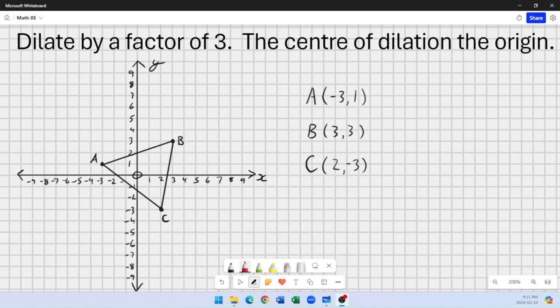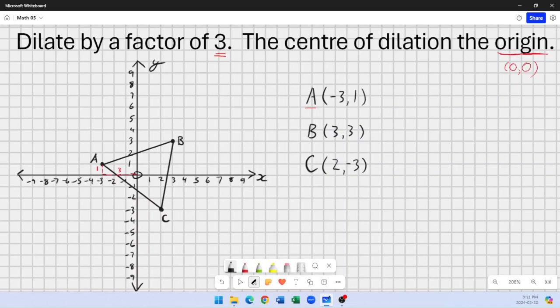So my task right now is I want to dilate this triangle by a factor of 3. The center of dilation is the origin. Remember, the origin is 0, 0. The first thing I'm going to look at is my 3 vertices listed for triangle ABC. I'm just going to look at point A quickly. You can see that we have -3 and 1. Starting from the origin, we go -1, -2, -3, so 3 units to the left and 1 unit up. So we're 3 units across and 1 unit up.